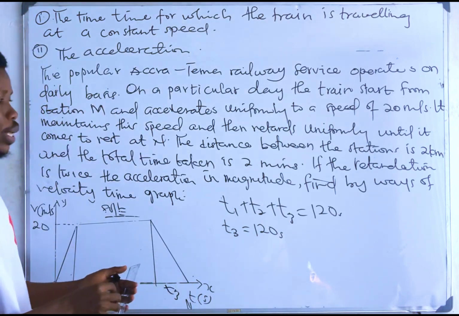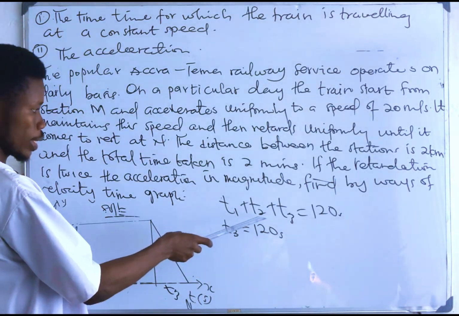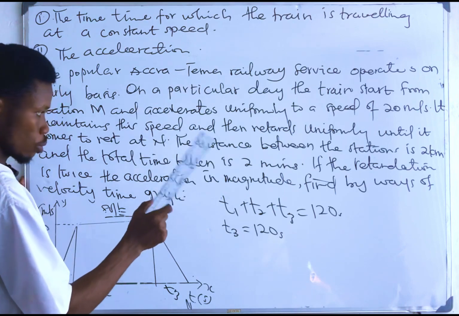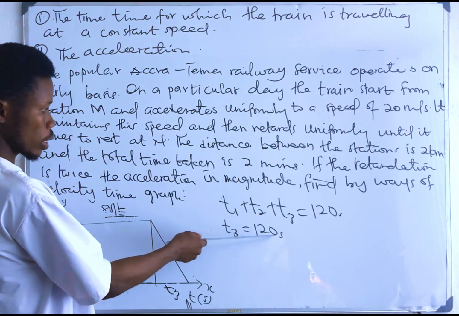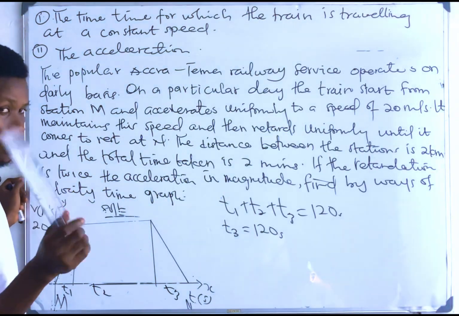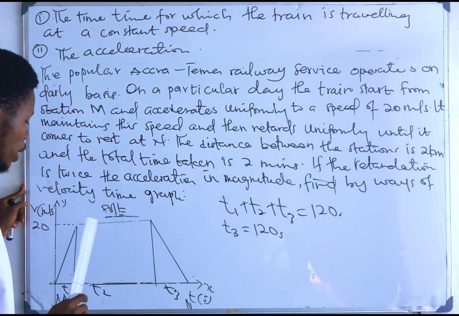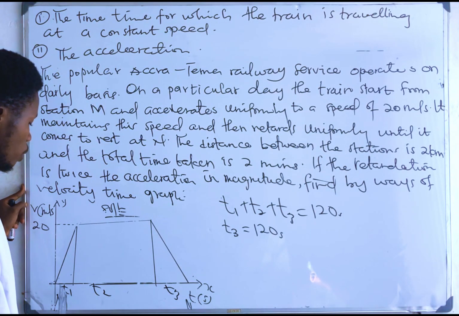Somebody may say it doesn't make sense because T1 plus T2 plus T3 is 120 seconds, and you are saying only T3 is 120 seconds. It makes sense. If you look at the first question that I solved, you realize it was T1.